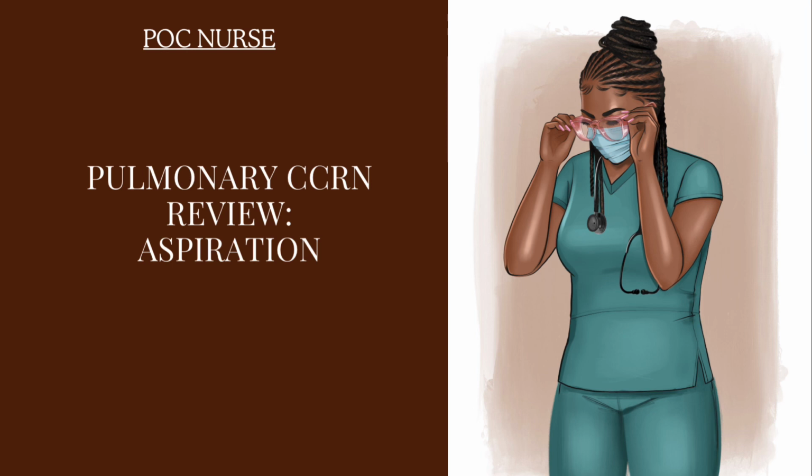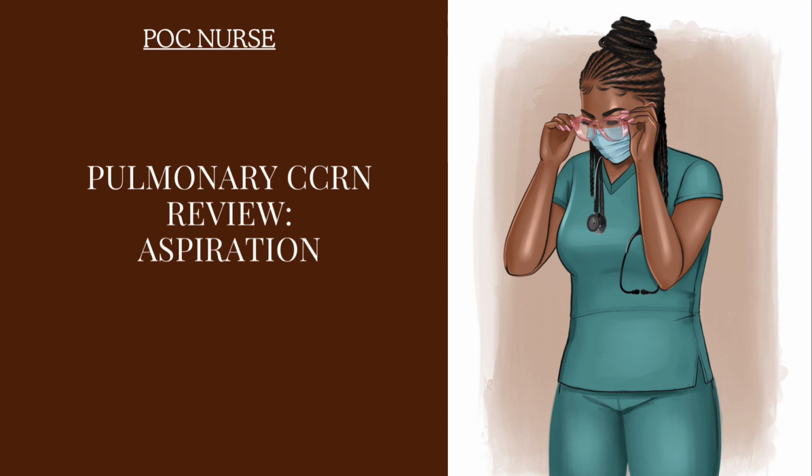Such substances could be chemical in nature, such as your gastric contents. They could be physical, such as mechanical things that cause mechanical obstruction, or they could also be food and oropharyngeal secretions. So what kind of aspiration lung diseases do we have? We have chemical pneumonitis, aspiration pneumonia, exogenous lipid pneumonia, and foreign body aspiration.